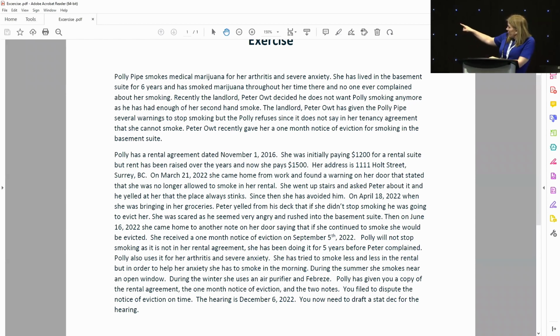You're going to say, he seemed very angry and rushed into the basement suite. Don't put that directly. You know how we're talking about the client giving you a statement? That would be the case where you're going to say to the client, watch out for that one. That's a trick where you're going to say to the client, well, how do you know that he was very angry, right? And rushed into the basement suite.